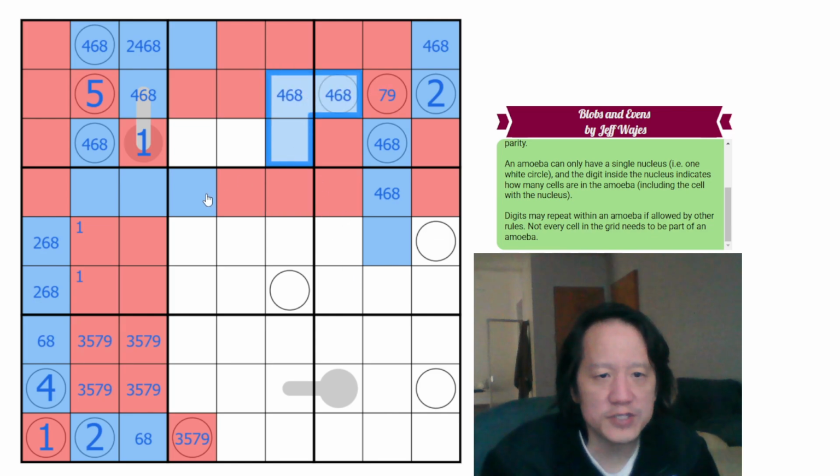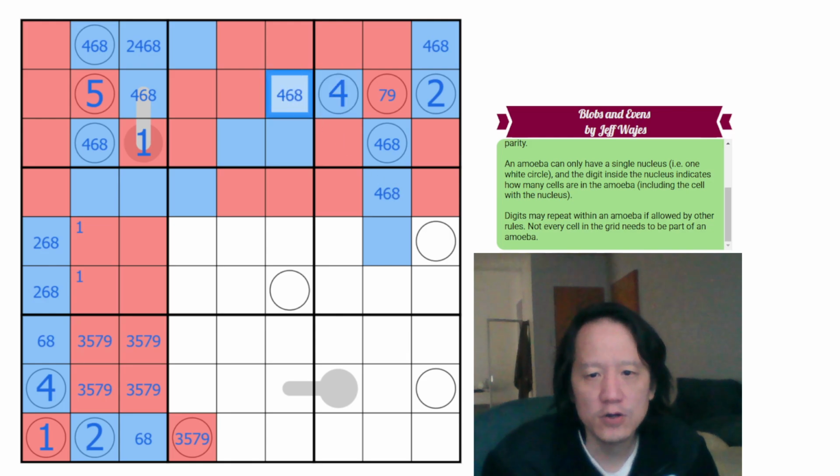This cannot be part of the same amoeba as this. Therefore, it can only go up to here, and it cannot be part of the same amoeba. So that can't be blue. This has to be red, because they can't be part of the same amoeba. Therefore, this is only 4 in size. So this is a 4, which means this can't be 4, this can't be 4.